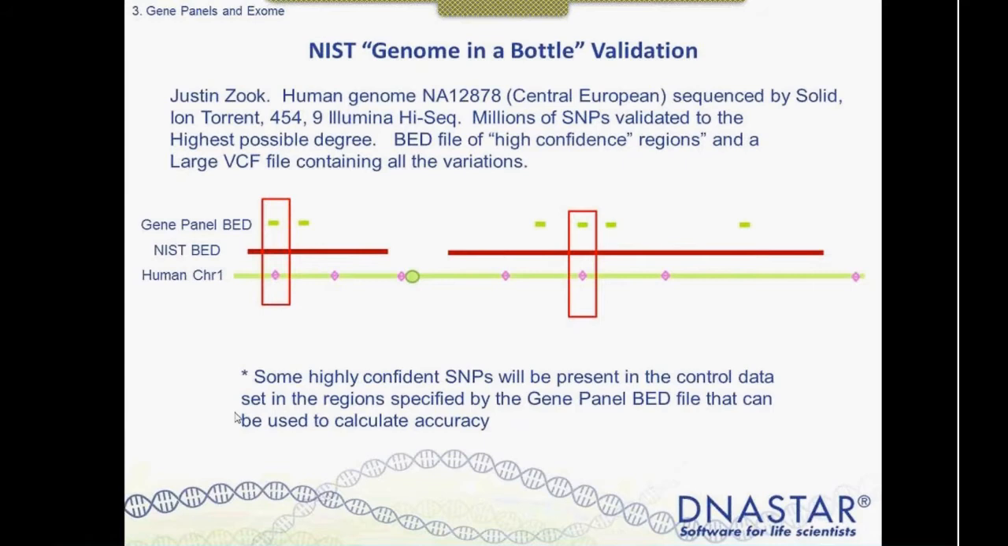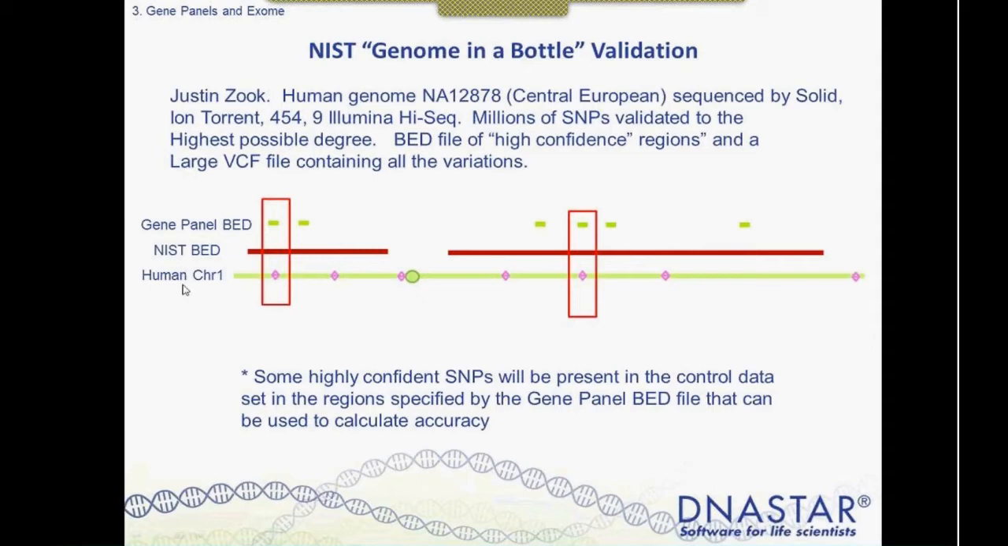And this reference data set is human genome NA12878 that's been sequenced by a variety of sequencing platforms. And through all the different platforms and different SNP callers, NIST was able to determine where the high-quality SNPs are that have been validated, so they're very certain to, I don't know what percent, but it's 99.99-something, where the SNPs are in the human genome.